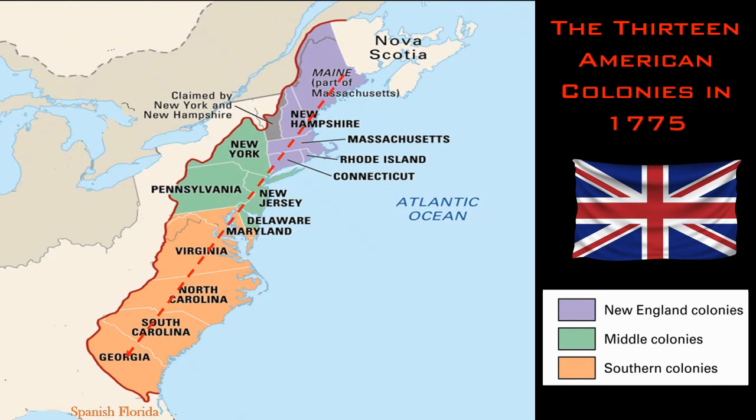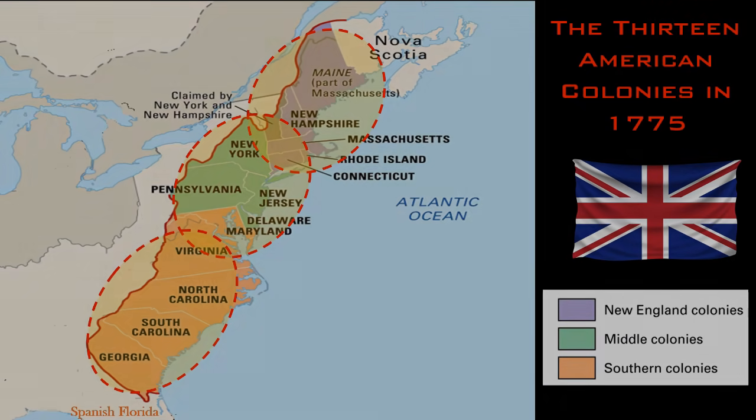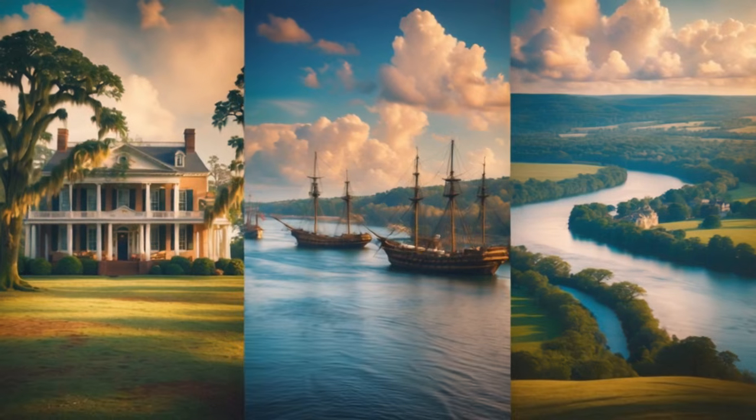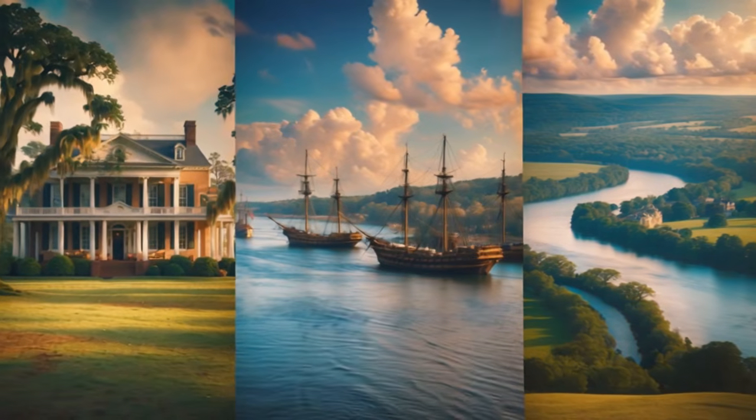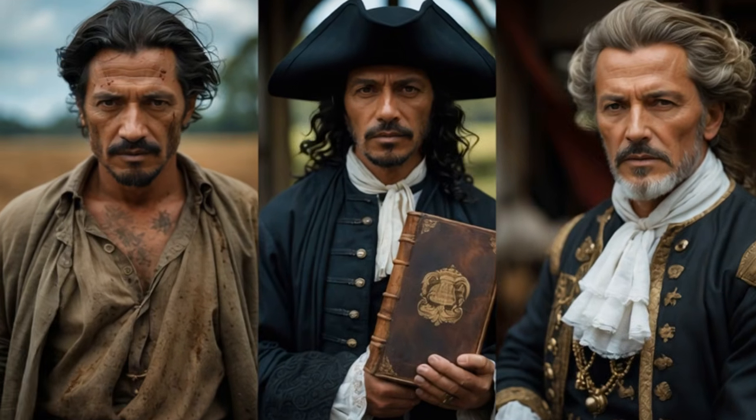Over time, the colonies became divided into three major regions: New England, the Middle Colonies, and the Southern Colonies. Each region developed its own identity and way of life because of the different geography, climate, and cultural traditions that existed in each area.